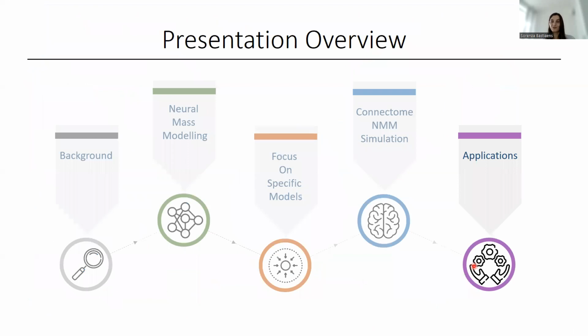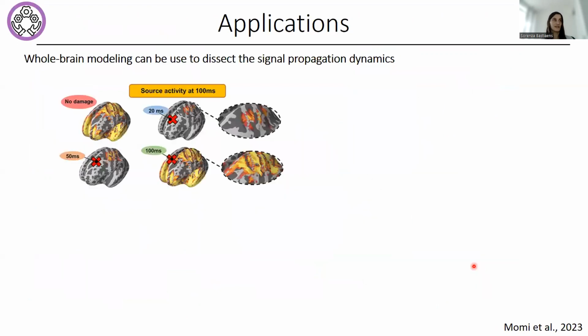nodes. So I'm going to end the presentation by going over a few examples where connectome-based neural mass modeling was used. So in the first instance here, it was used by Momi et al. to investigate the effects of lesions in the structural connectivity, and more specifically, how does the signal propagation after a stimulation change when there are lesions in the structural connectivity.